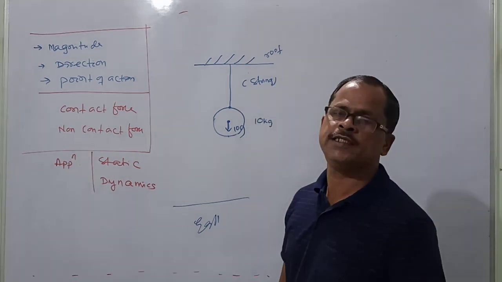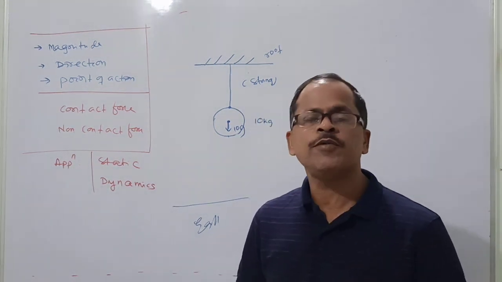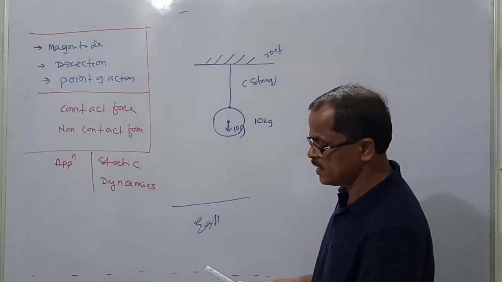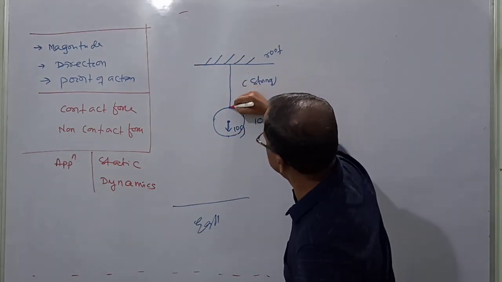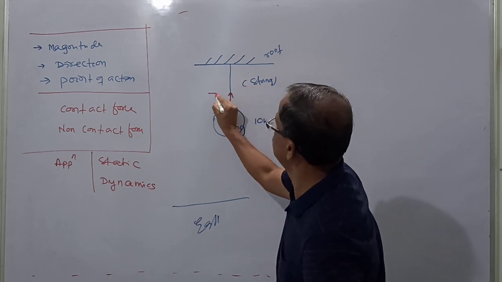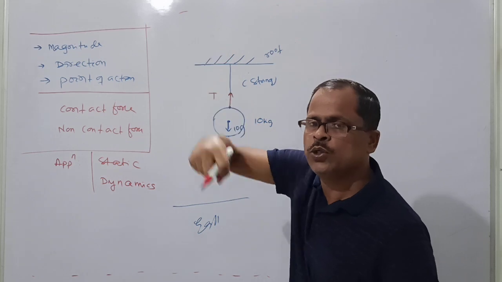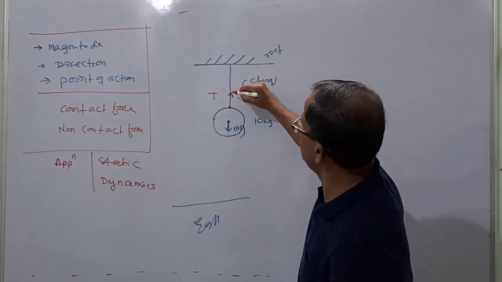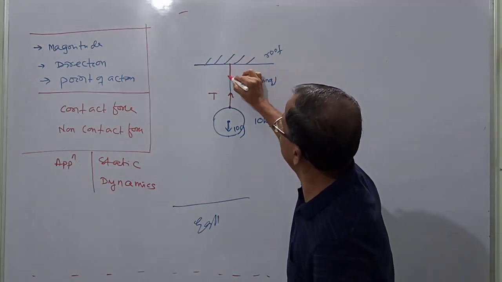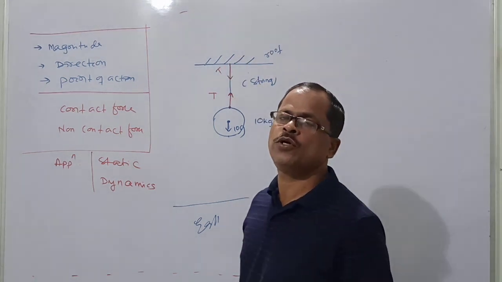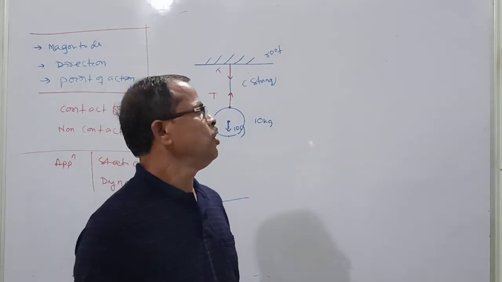The force is 10g. When gravity is pulling the body downward, who is holding the body so it does not come down? The string connected here is giving a force upward. That is the tension. T is the tension that is holding the body upward. And this same tension is pulling the roof downward. My question is to draw the free body diagram of this sphere.